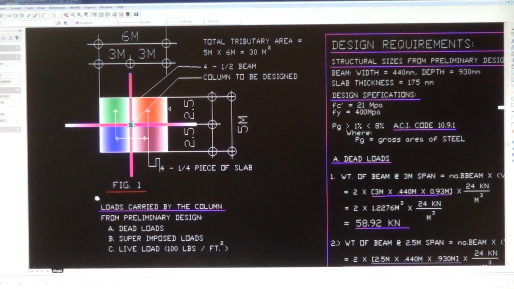Okay, now loads carried by the column. From preliminary design, we have letter A, dead loads, letter B, superimposed loads, and letter C, the live load. Superimposed load is also considered dead load, but this type of load is imposed after the construction is finished.